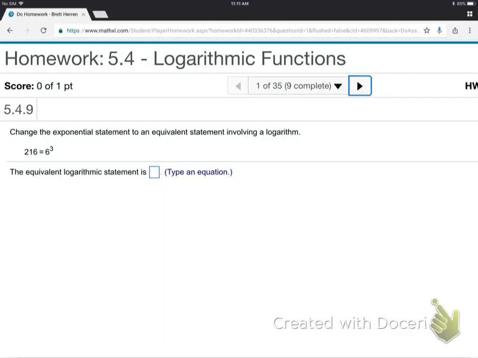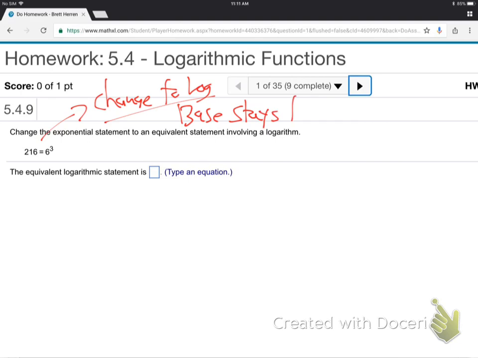Okay, so here we are. The base stays the base. So we change to log. The rule is the base stays the base. The other two switch. So who's the base? The 6. He's the one that's low down, got something on him. So then he'll become the base, the lower down part of the log. The base stays the base. The other two switch, meaning the 216 and the 3 will switch roles.